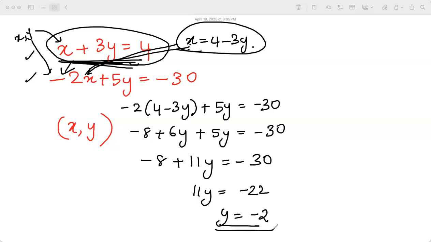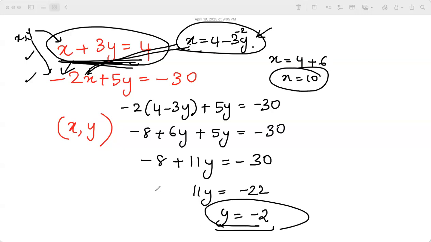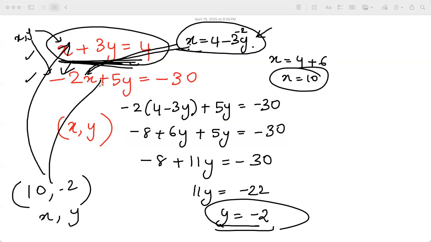You got y. Now I go back to this equation. When I put in minus 2 here, what happens? x equals 4 plus 6, which is 10. Now, what is that x and y value? This 10 comma minus 2 is my x comma y value that is present in this line and also in this line. How do I verify it? Plug in 10 and minus 2. When you plug in 10 and minus 2, both equations should work. The left-hand side should be equal to the right-hand side. Got it?